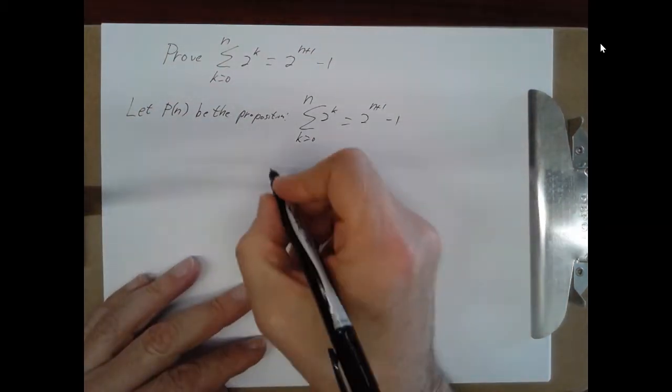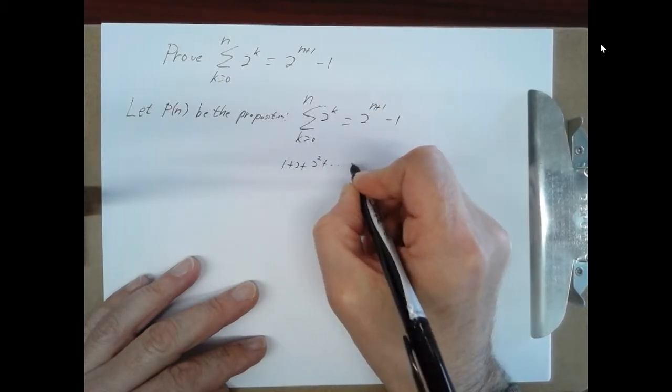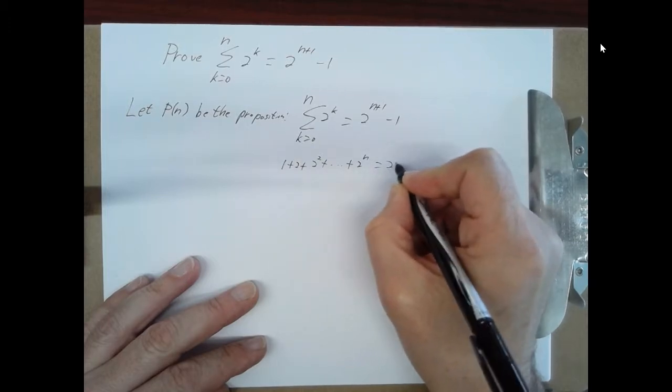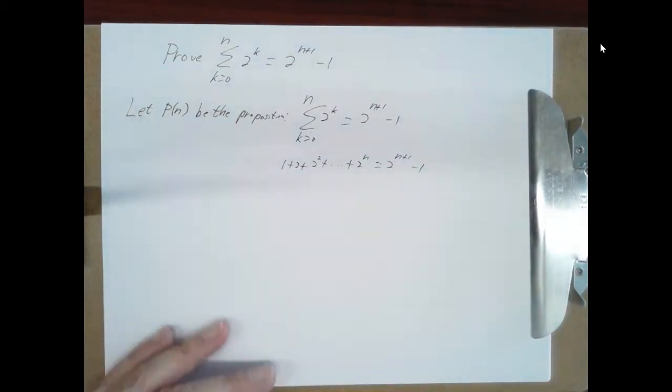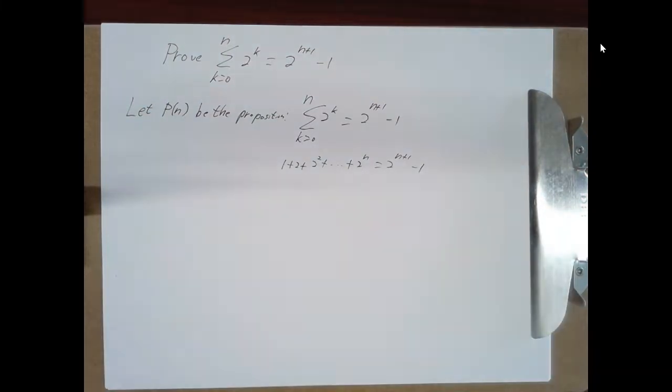If you say something like the proposition 1 plus 2 squared plus up to 2 to the n equals 2 to the n plus 1 minus 1, this is more formal, but we all know what you mean by this, right? But I clearly have to see something like a statement, what is P of n?